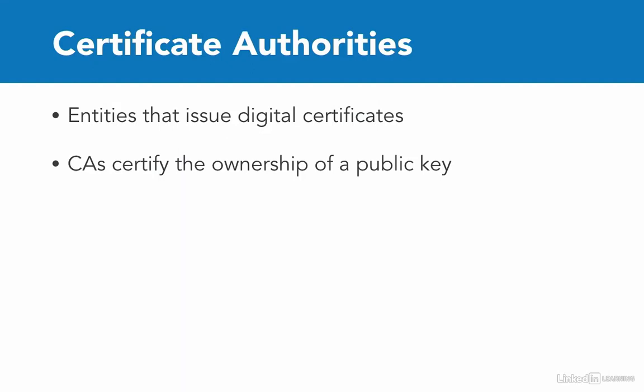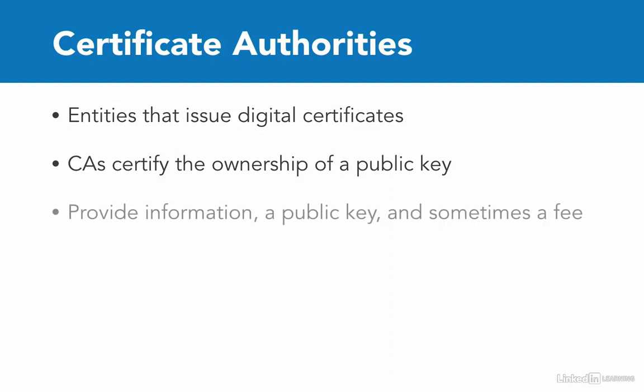The way it works is that we're going to go to one of these CAs. We'll provide them with some information about ourselves or our organization. Most importantly, we're going to tell them what URL we're going to be using, and then we're going to give them a public key. And then sometimes we'll have to pay a fee as well. They'll then, in turn, validate that that public key and that information all matches up and looks good and give us back a certificate certifying the ownership of that public key.